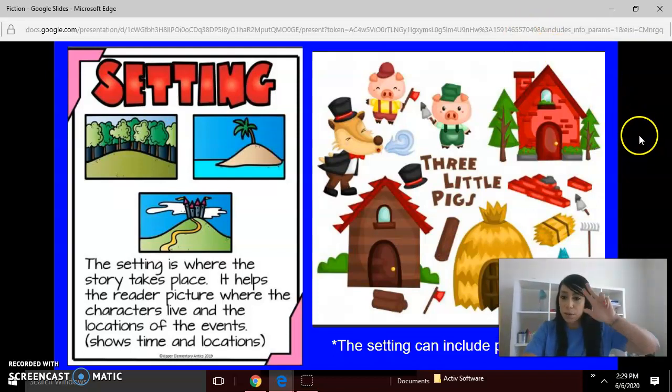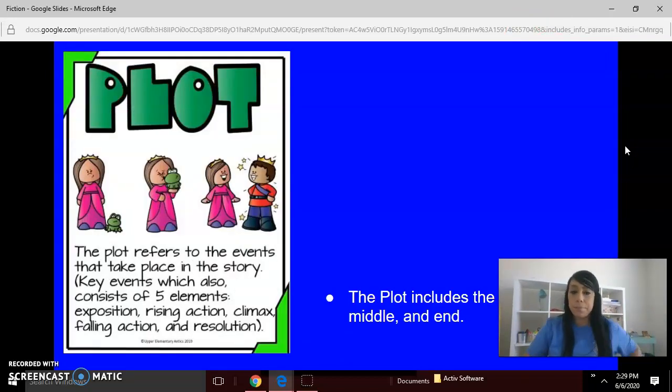Next, let's go to our third story element, which is plot. A plot is usually one that gets a lot of us confused, but the easiest way I want you to think about plot is beginning, middle, and end. That's the easiest way to think about it. So what happened at the beginning of a story, what happened in the middle of a story, and what happens at the end of a story.